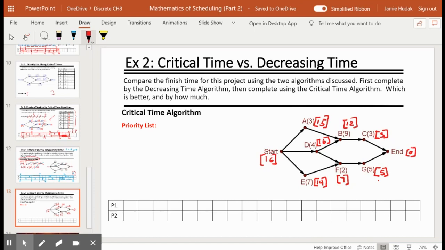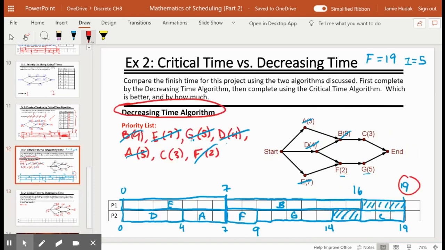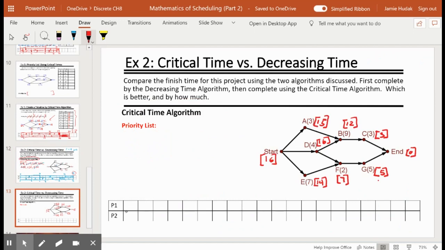If you recall, I'm going to go back a slide, we did the project with 19 units of time using the decreasing time algorithm. Now, let's see if we can beat that. We see we have the potential to beat it because 16 tells us that it could potentially complete the project in 16 units of time. That is the critical path from start to end. All right, so let's schedule these.